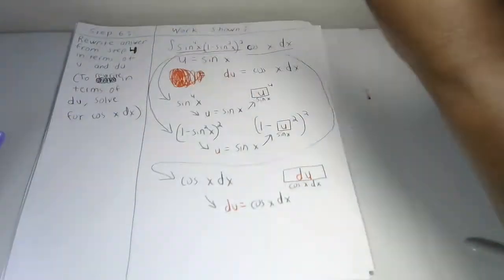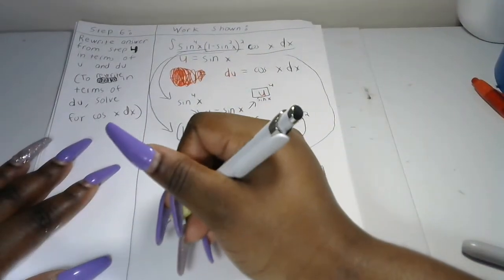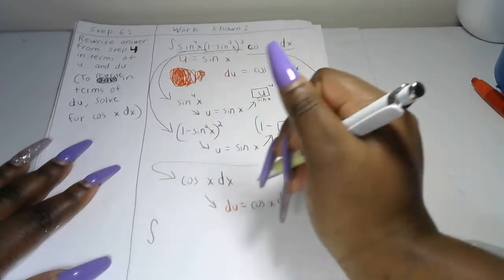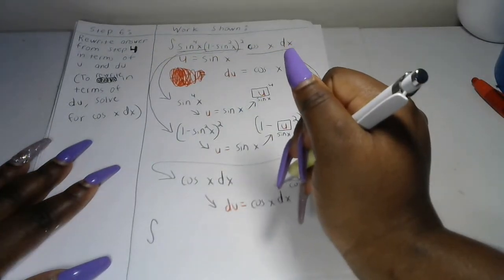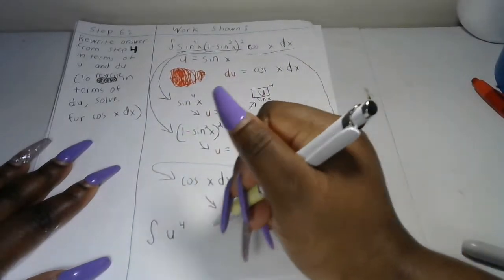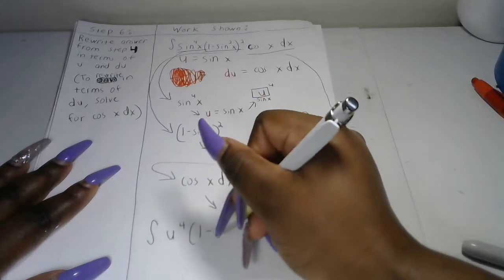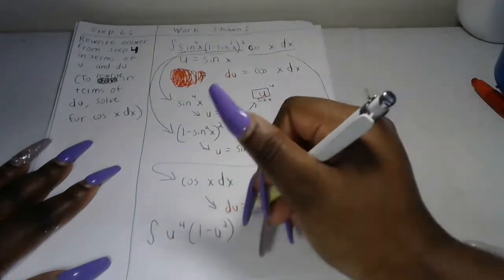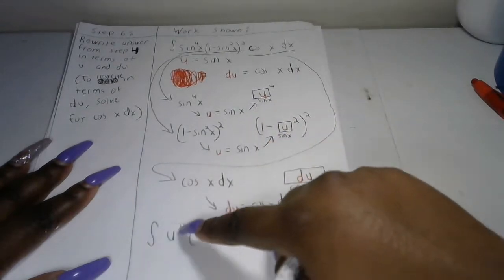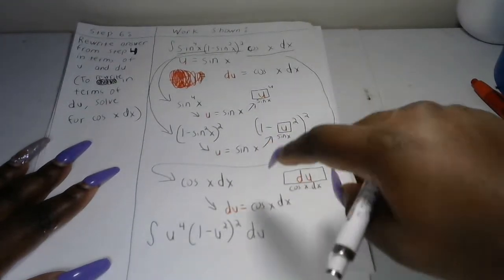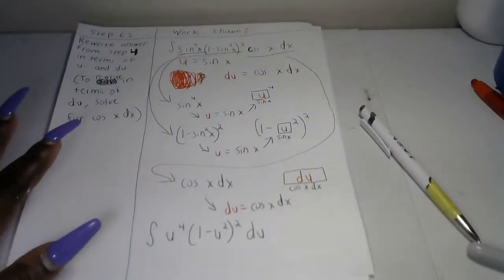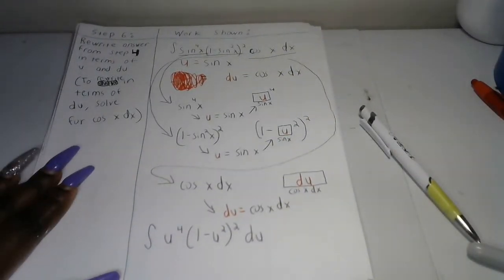Now let's rewrite the integral entirely. We're going to have u to the fourth times 1 minus u squared and all of that squared, and then du. So this is what we have when we rewrite the answer from step 4 in terms of u and du. So this is step 6. All right, let's go on to step 7.